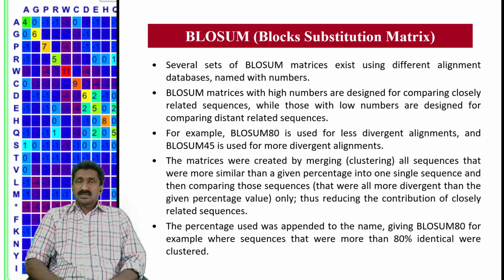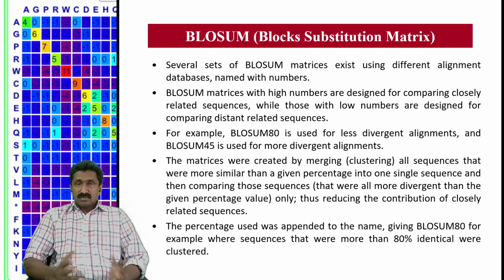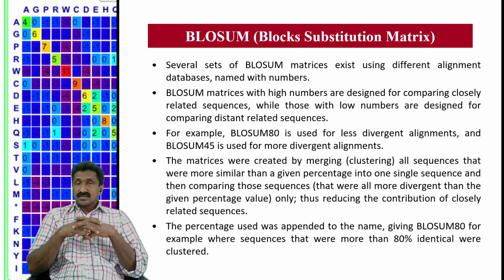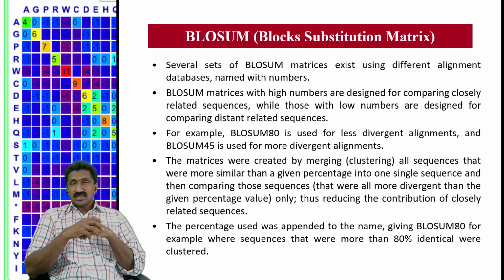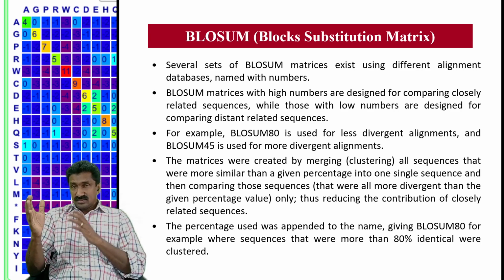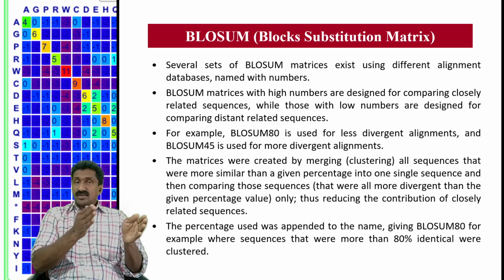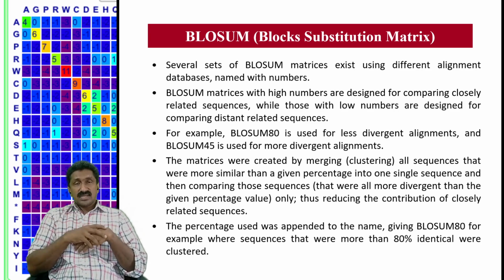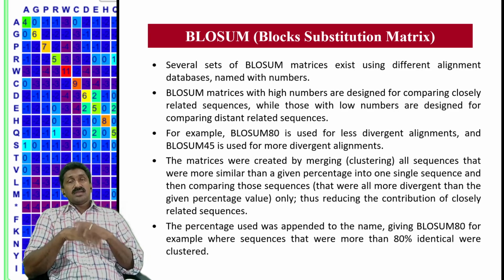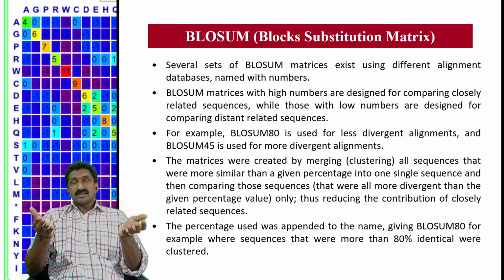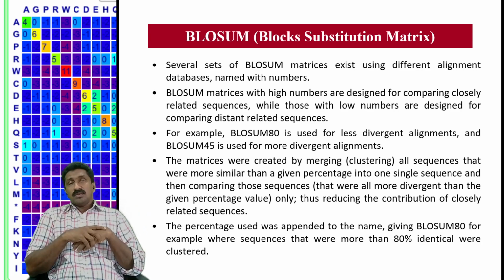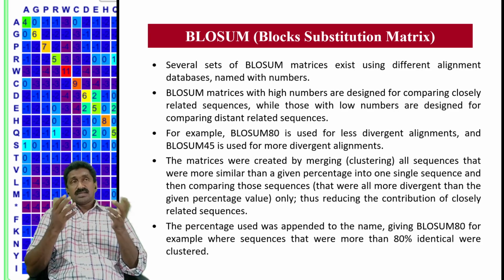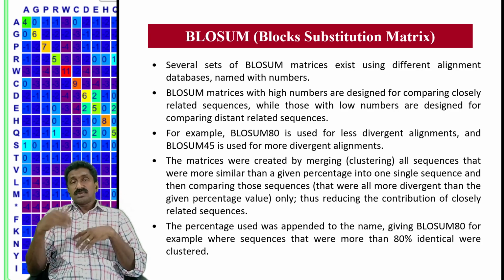Then several sets of BLOSUM matrices exist, using different alignment databases, named with numbers. BLOSUM matrices with high numbers are designed for comparing closely related sequences. As I mentioned, BLOSUM 90, for example, is used for comparing closely related sequences, like PAM 100. BLOSUM 80 is used for less divergent alignments, and BLOSUM 45 is used for more divergent alignments, or sequences with very little similarity may be compared with a lower score BLOSUM matrix. So when you are submitting two sequences for comparison, you can select which matrix you require.